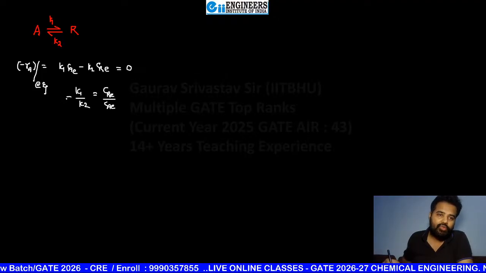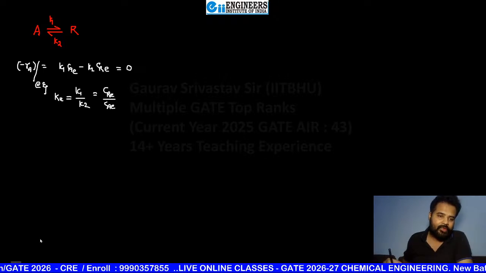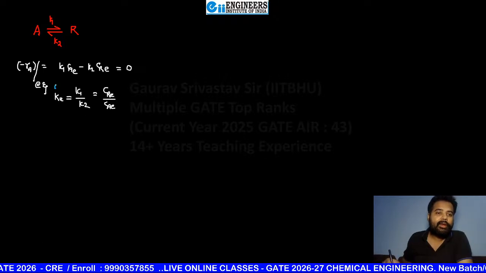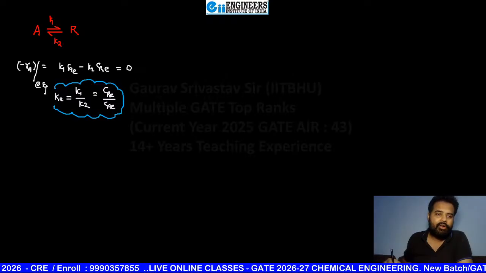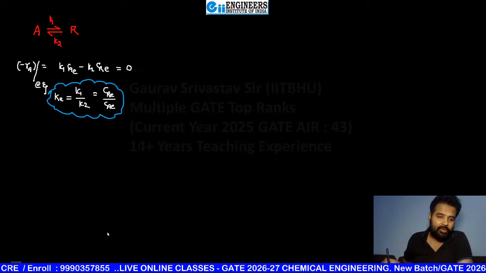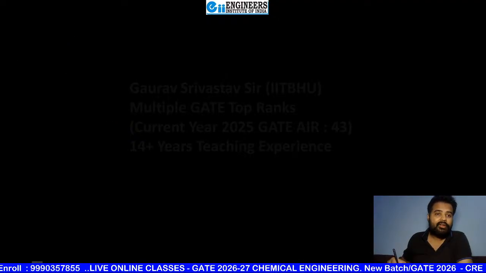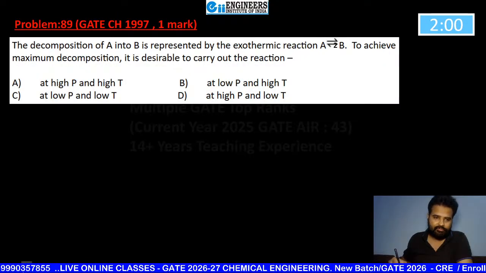And this k1 by k2 is what? This is the equilibrium reaction rate constant, capital K. I hope everyone is crystal clear on this, because yesterday also we got this expression. Now see the magical things about this expression. Before that, I want to show you one numerical.